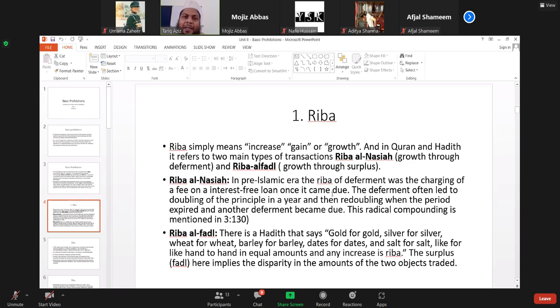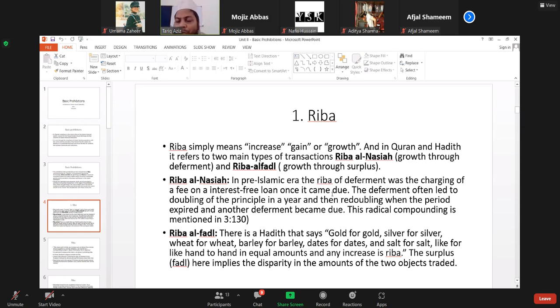They would say, today I am giving you this, and 2 months later you have to return it to me. So after 2 months, the person will come and say that I am not able to return the principal amount that I have taken from you. So the person who has lent the money will say, now you have to return me double the amount. I have given you $100, now you have to return me $200. So the deferment often led to doubling of the principal in a year. This was the exorbitant rate of interest, just doubling in a year. So if I am giving you 100 rupees, I will take 200 from you after 1 year.